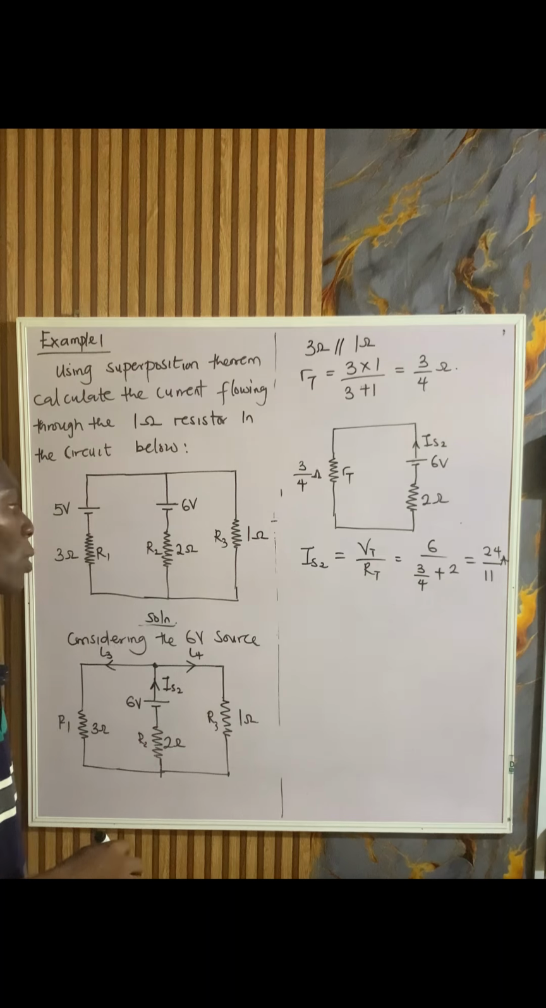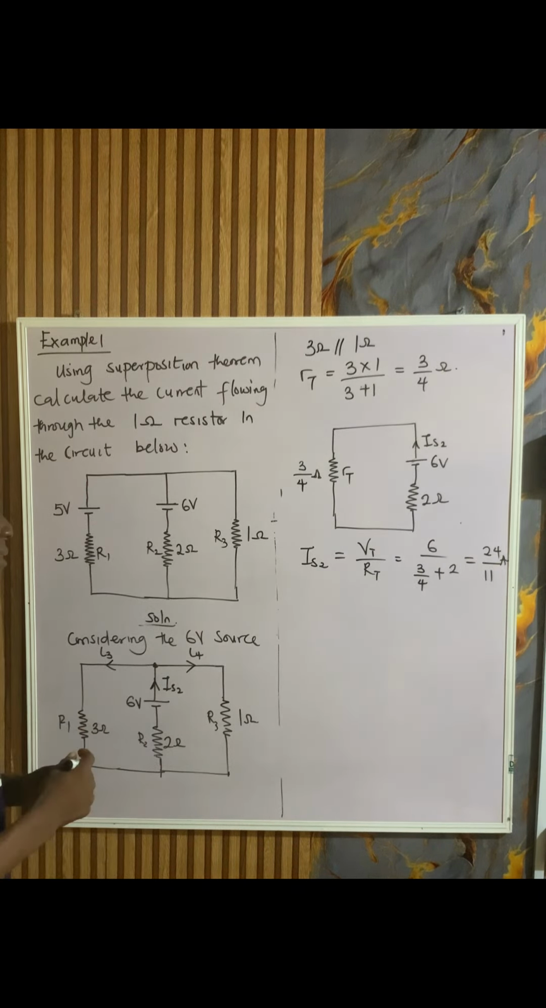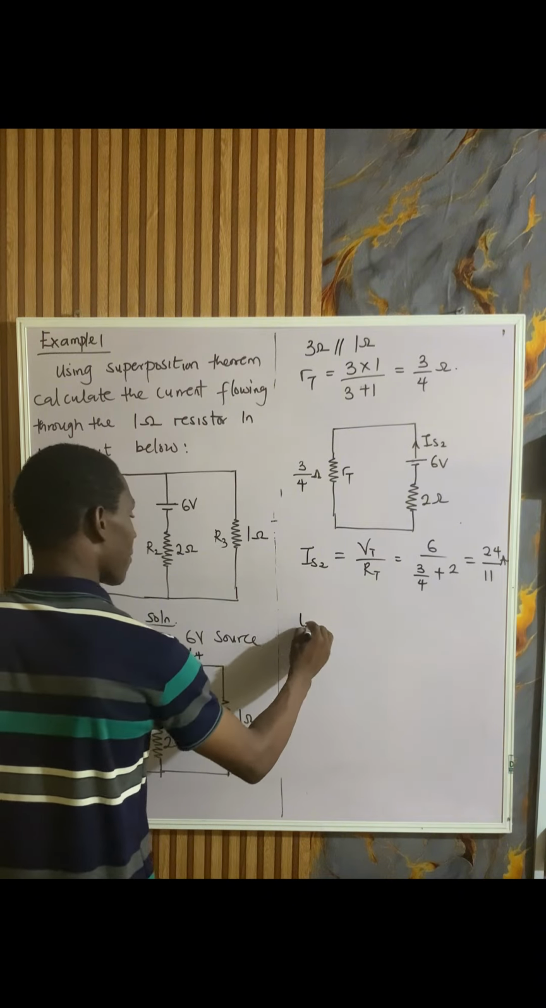So the next thing we want to do now is, if the source now is 24 over 11, how do we get I3 and I4? Well, our interest should be I4. I'm supposed to do I4 alone because they say current flowing through the 1 ohm resistor. But still, let's do I3 and I4. So let's take I3 first.